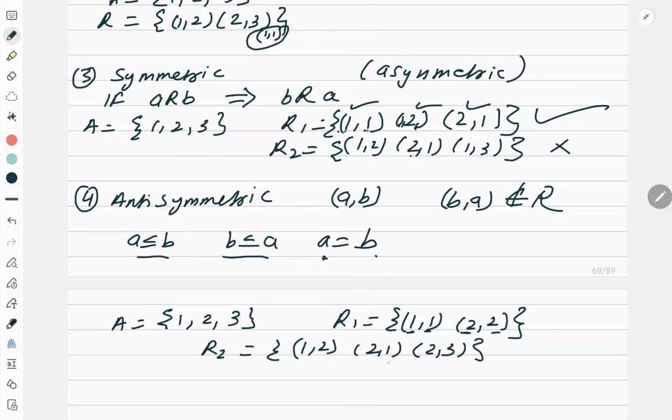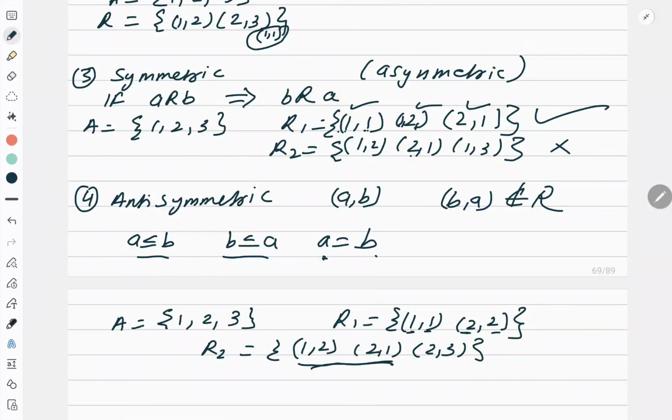Now if you look at R2, for 1 2, 2 1 is there. For 2 3, 3 2 is not there. So it is not symmetric. But because for 1 2, 2 1 is there, it is not antisymmetric either. So it is neither symmetric nor antisymmetric, and because of this it is not antisymmetric. So this is the definition of antisymmetric.